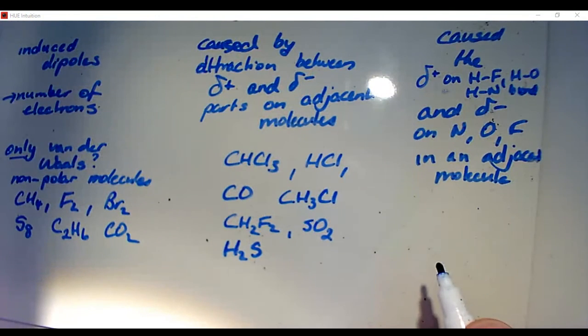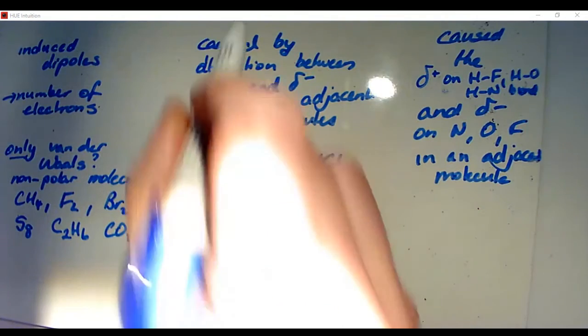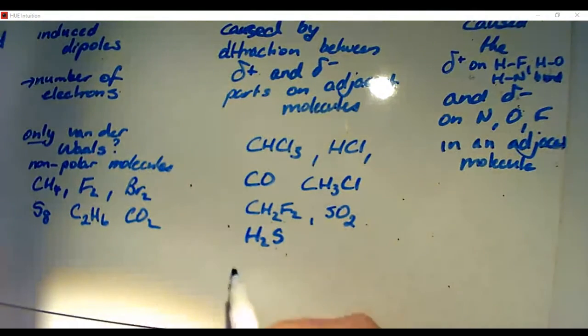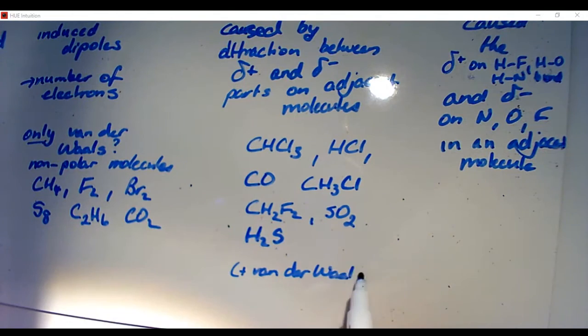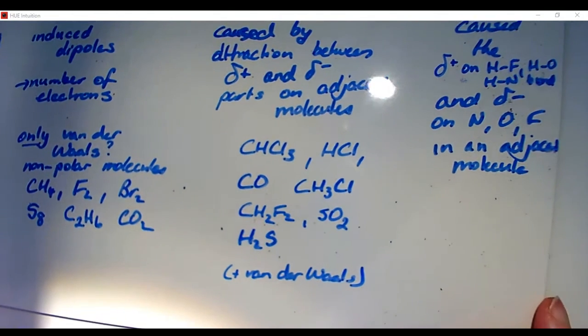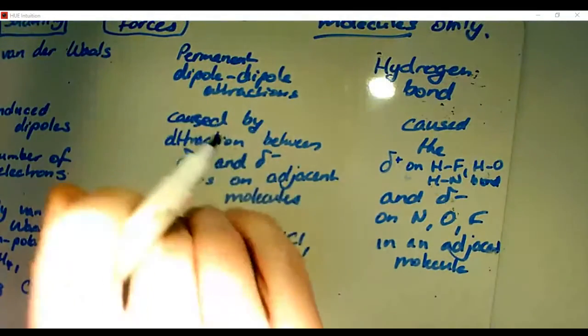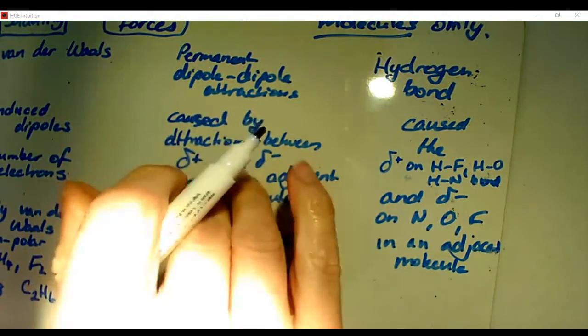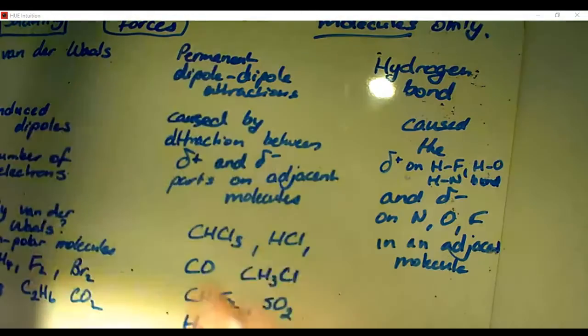So polar molecules will have permanent dipole attractions, and van der Waals, right? So they'll all have van der Waals, because they all have electrons, but they'll be weak. The permanent dipole attractions are going to be the most important intermolecular force in these type of molecules.